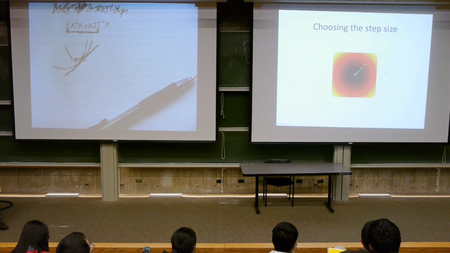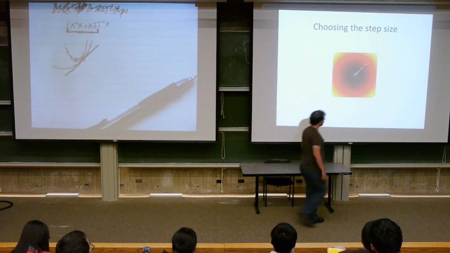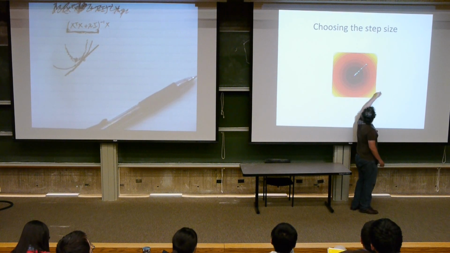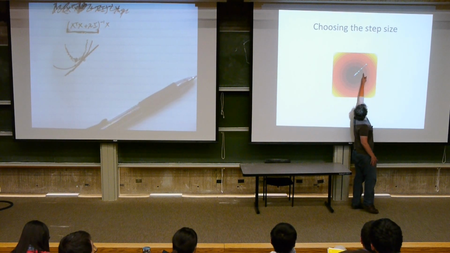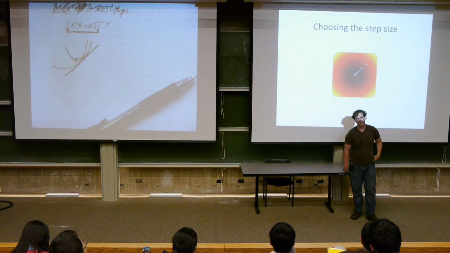Okay, so we randomly started up there. The gradient points straight towards the center. We take a step, I think it's 0.2 of the way along the gradient. We keep doing that, and we keep going towards the center.